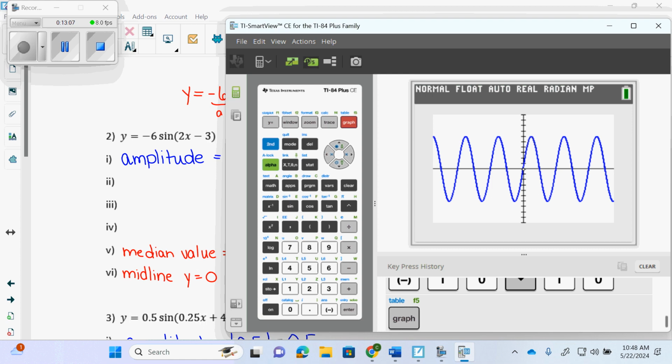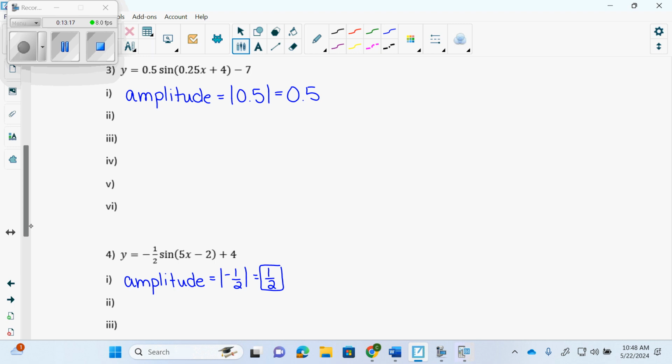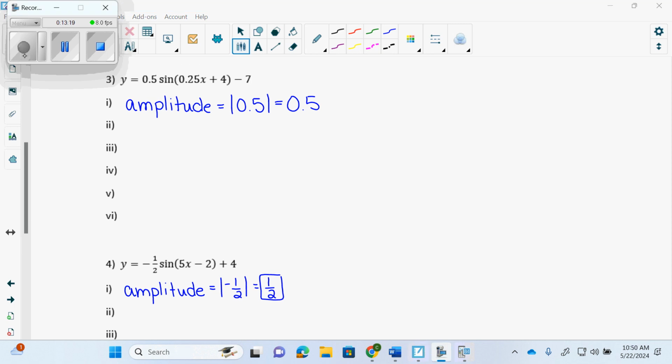Remember, if it's symmetrical about the x-axis, it'll always be y equals 0, right? If the same amounts above as below. You know what I'm saying? All right. I want you to do 3 and 4. Give me the median value and the midline. Go. Median value.